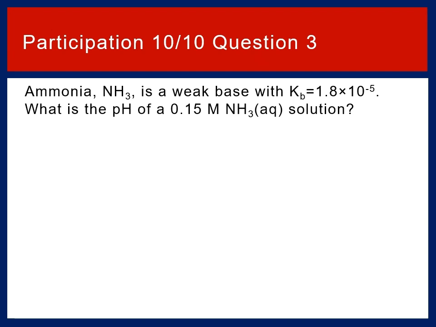Participation 10-10, question 3. Ammonia, NH3, is a weak base with Kb equal to 1.8 times 10 to the negative fifth. What is the pH of a 0.15 molar NH3 aqueous solution? This is the third question on participation 10-10, due Friday, October 10th at 11:59 p.m. over on Blackboard. The link to the assignment is right below the links to these videos. Again, ammonia, NH3, is a weak base with Kb equals 1.8 times 10 to the negative fifth. What is the pH of a 0.15 molar NH3 solution?